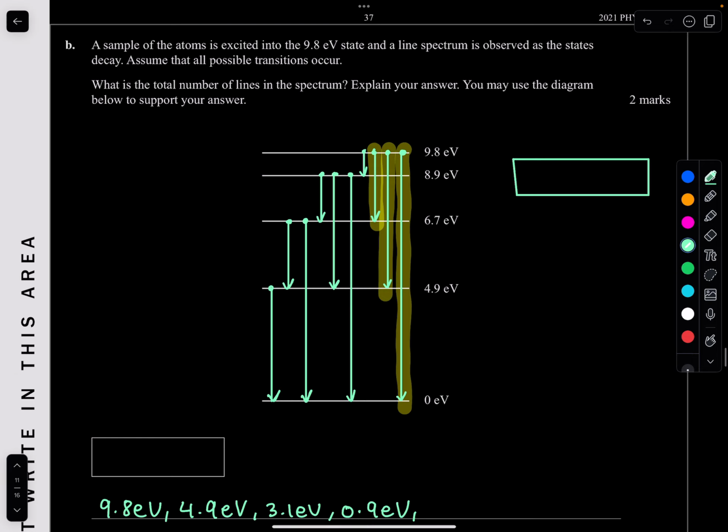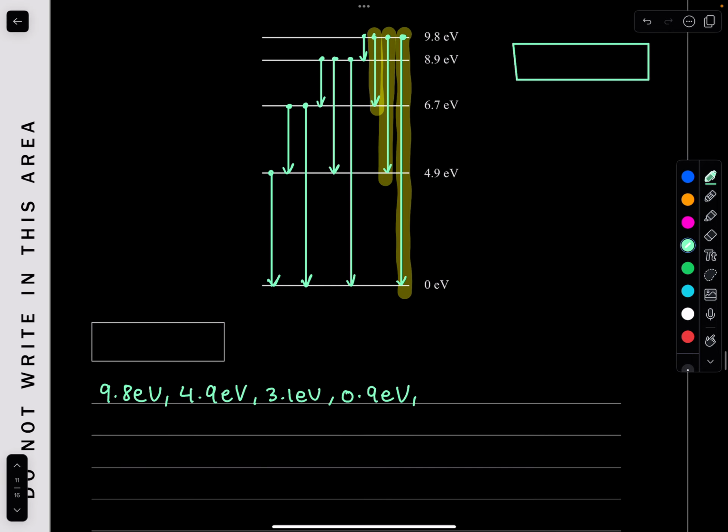I think they should put more marks for this because you just need to be careful. Don't say 10 here. That's wrong. You want to check all the energies that are being emitted. If we have some energies that are the same, that's going to make this different, and I'm going to explain how.